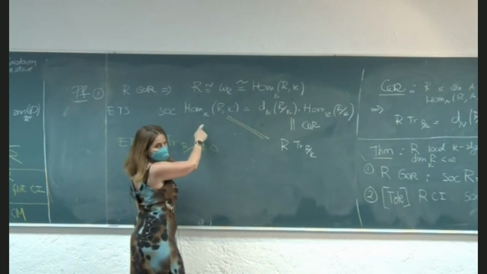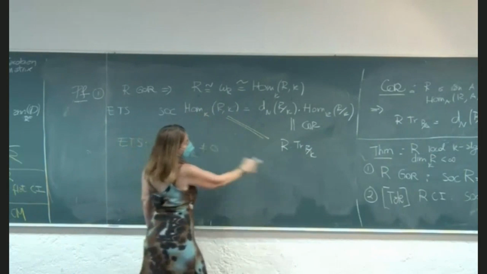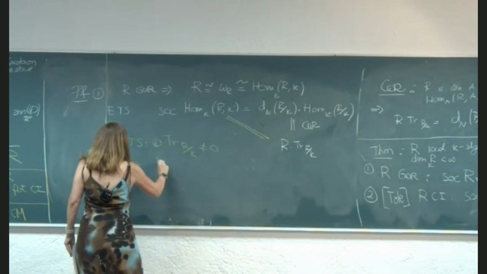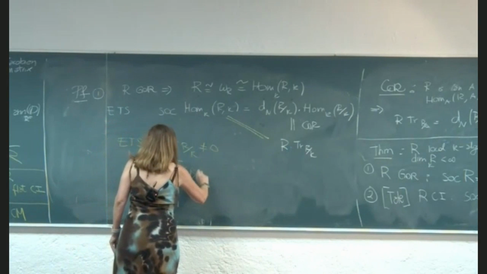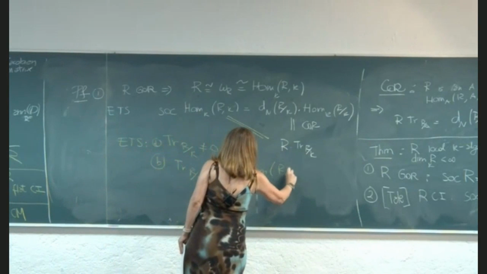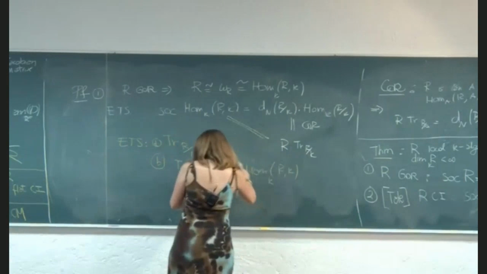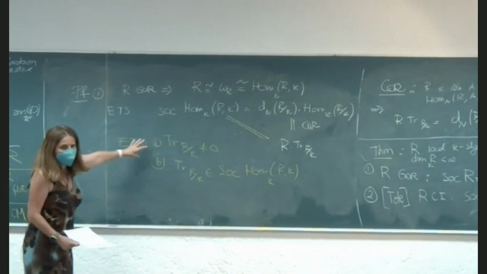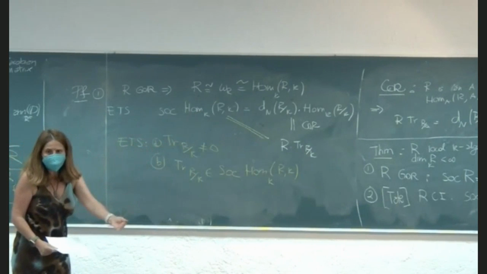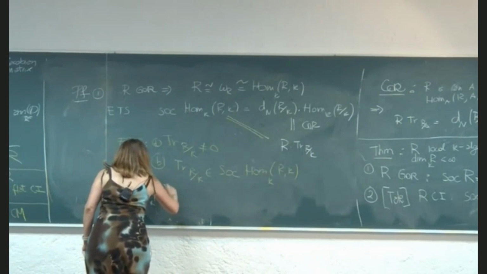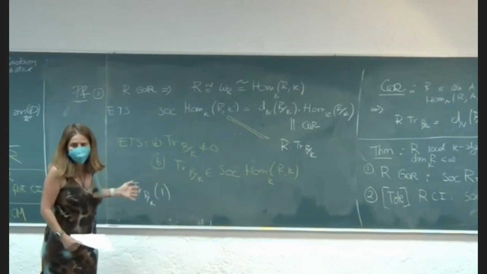And it's enough to show two things. First of all, that the trace is non-zero, and then that the trace is in the socle. Then, since this is principal, because obviously it's isomorphic to R, it's Gorenstein, it has to be generated by the trace. So I have to show this one, let me call it A, and B, that the trace is inside the socle. And I'll be done. So I have to show these two things. Trace is different from 0 and trace is in the socle.